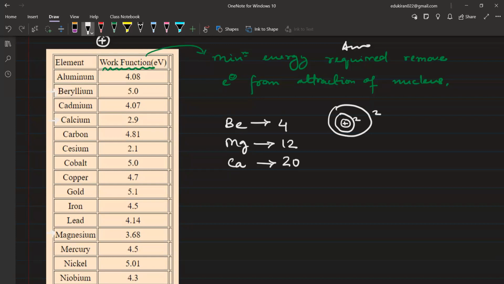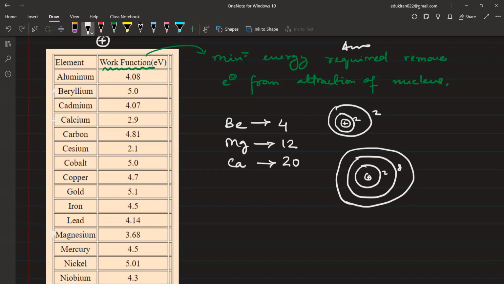Now, what will happen in magnesium? You have a positive charge, then we have 2 electrons here. Then we have 8 electrons here. And then in the outermost shell, 2 more. What will happen to calcium? In calcium, we will have a positive charge here. Then 2 electrons here. After that, we will have 8 electrons and then 8 electrons again, right? And then 2 electrons.